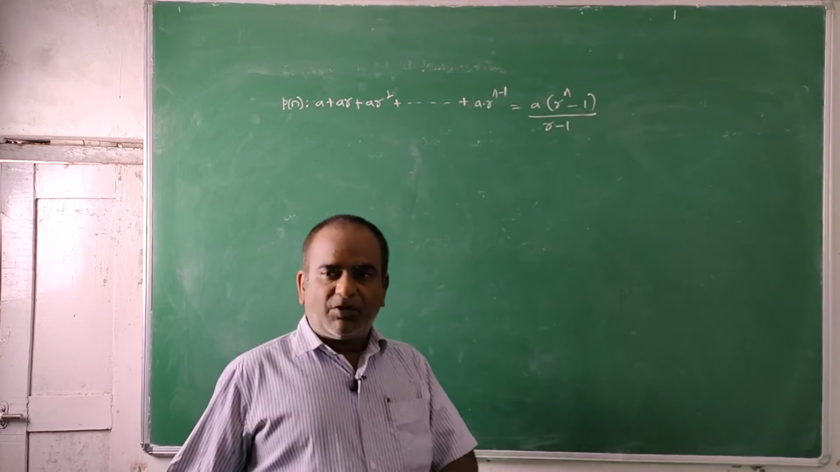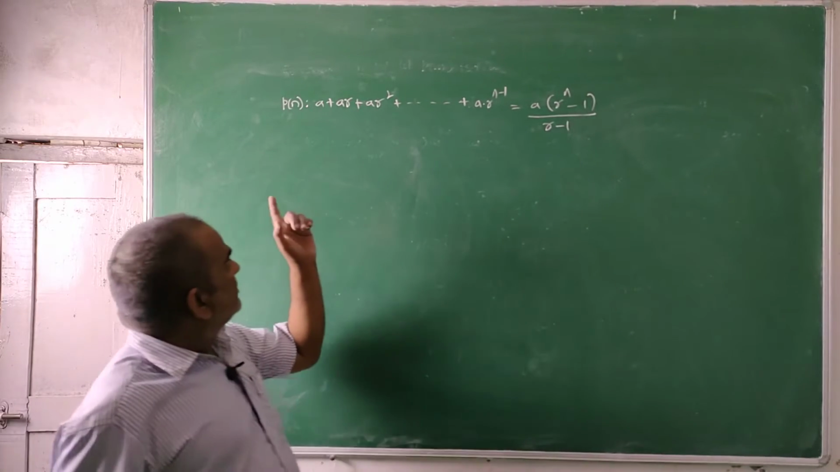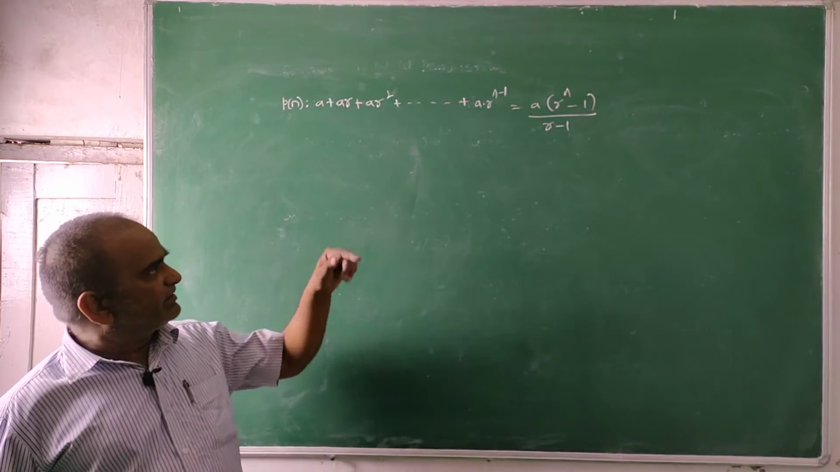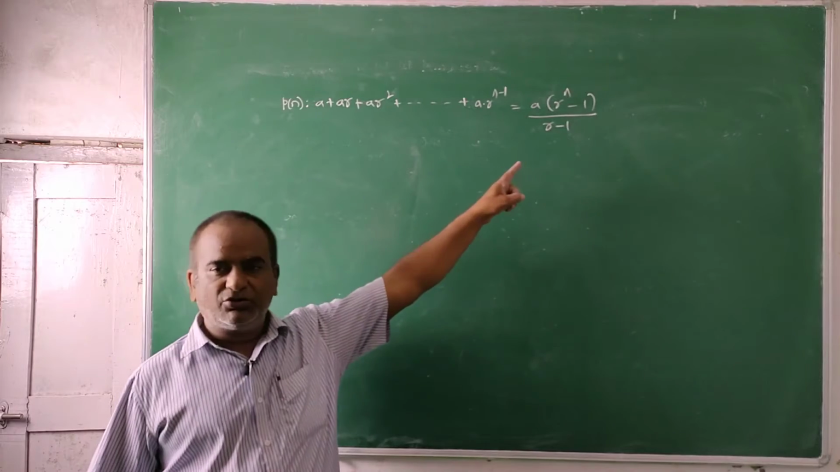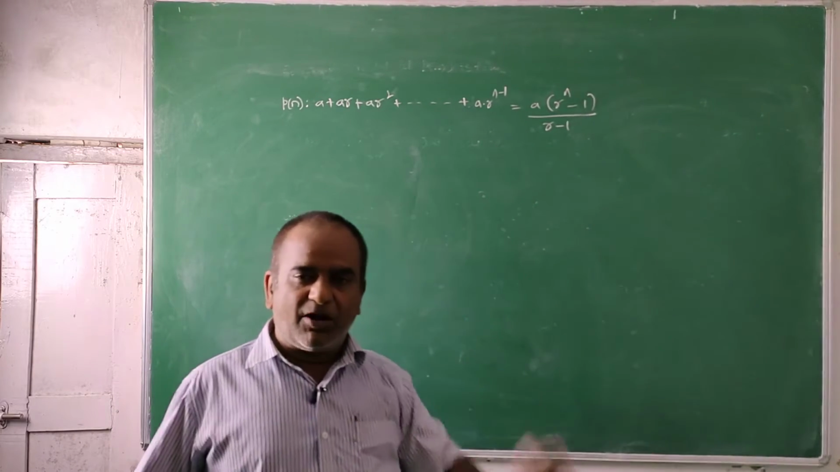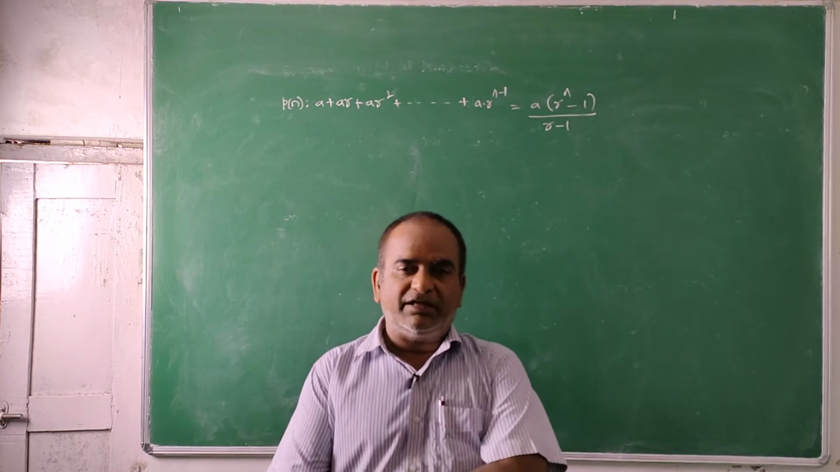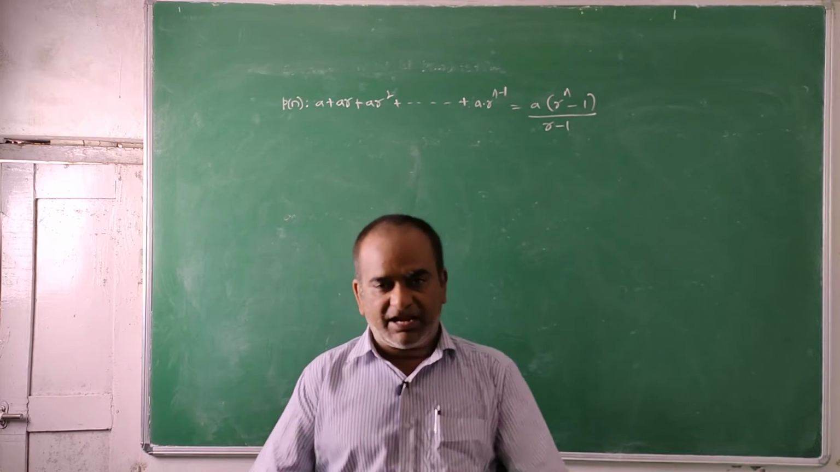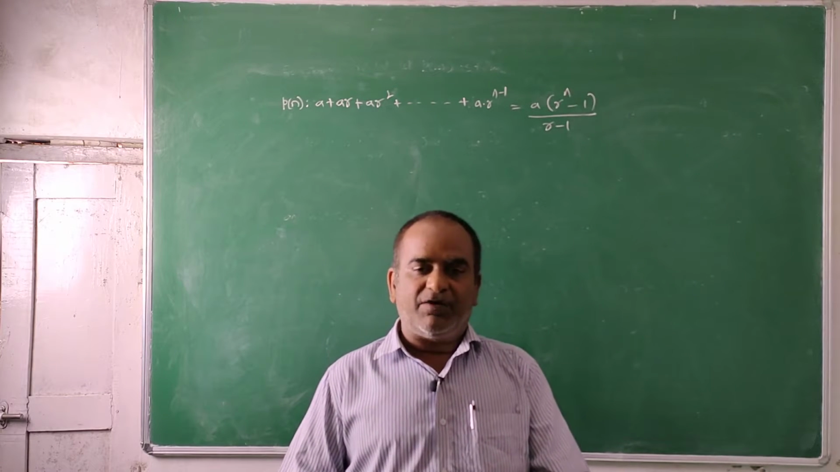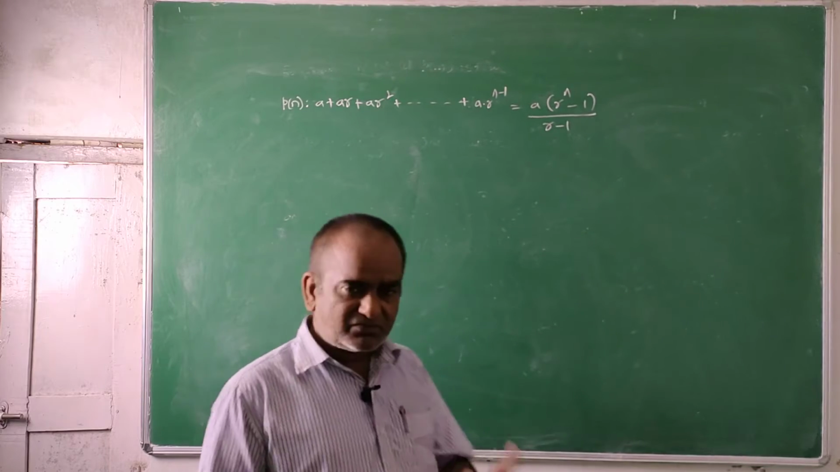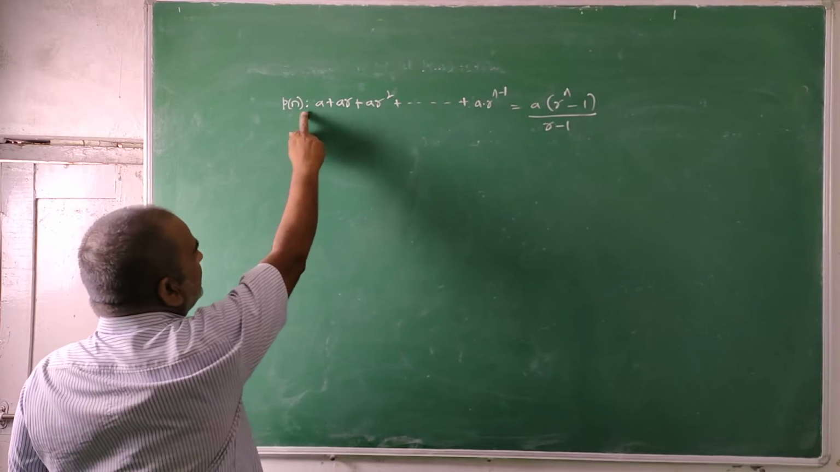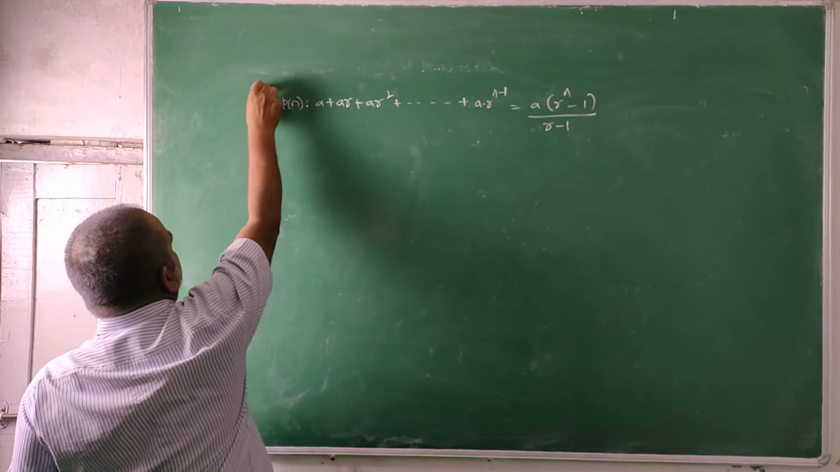Now our next problem: P(n): a + ar + ar^2 + so on + ar^(n-1) = a(r^n - 1)/(r - 1). This is a problem relating to the sum of n terms of a geometric progression. The previous problem was related to the sum of n terms of an arithmetic progression, so the beginning is the same as this. We'll begin with P(n).